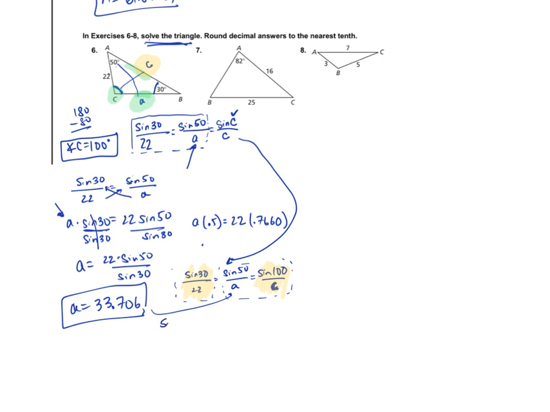So I have the sine of 30 over 22 equals the sine of 100 over little c. Cross multiply. I will get c times the sine of 30 equals 22 times the sine of 100.